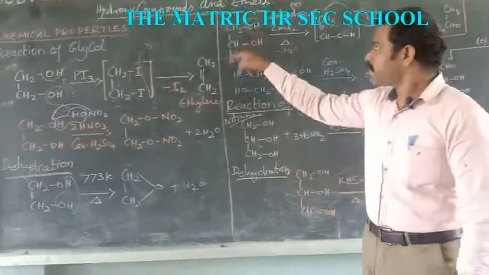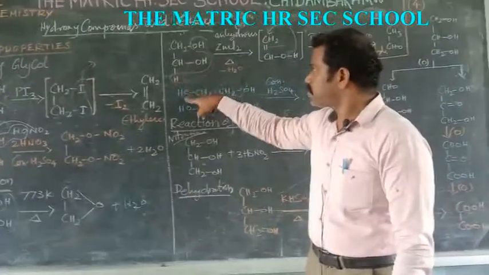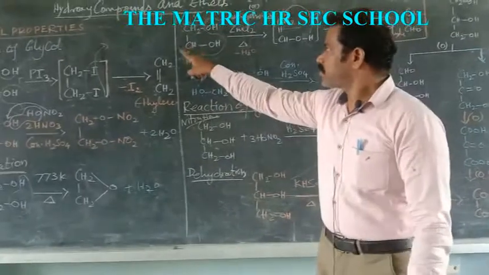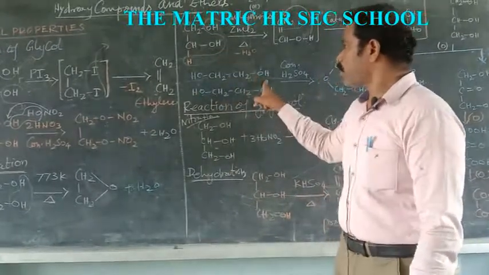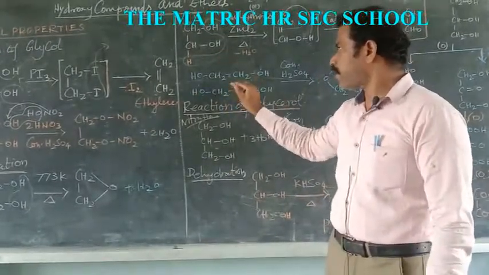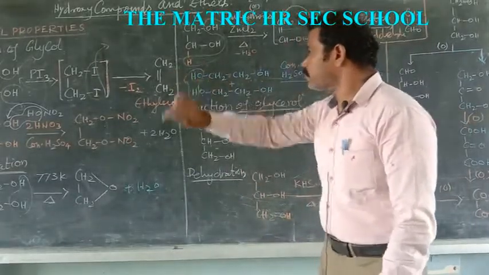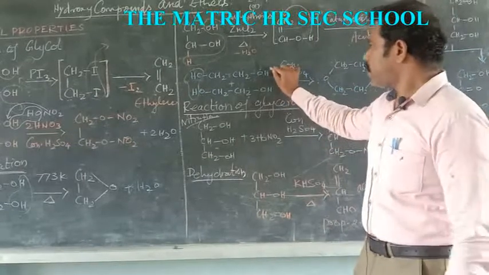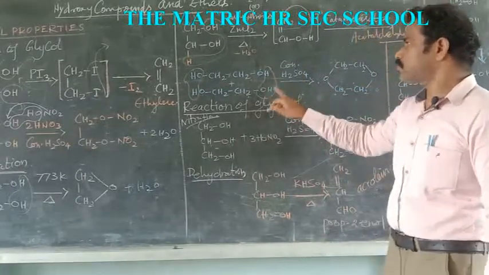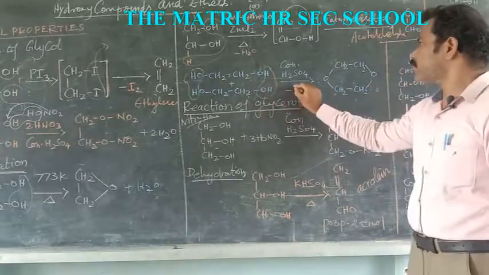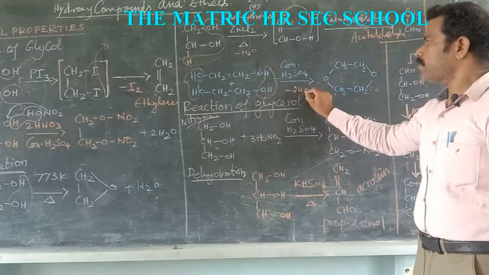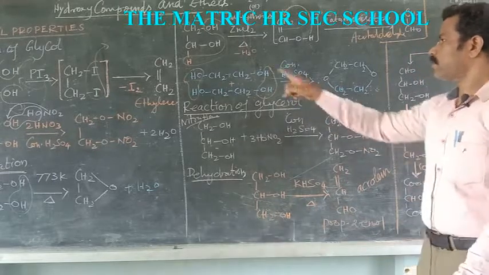Ethylene glycol is written straight as OH, CH2, CH2 and then OH. I will take 2 molecules of ethylene glycol. So 2 water molecules go out. One water molecule is going out as H2O, and another water molecule is going out as H2O. So 2 water molecules going out, minus 2 H2O. So I will get it.